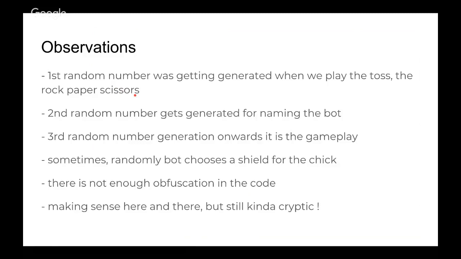There was a second random number that got generated after that, which was basically being used to name the bot, right? Randomly choose something from 0 to 50 and append it with a string, and that becomes the bot name. We were not really worried about that because we had nothing to do with the bot name. From the third random number generation onwards, everything was in the gameplay, which was basically controlling the placement of the chickens on the grid, or the placement of the rockets on the grid by the bot.